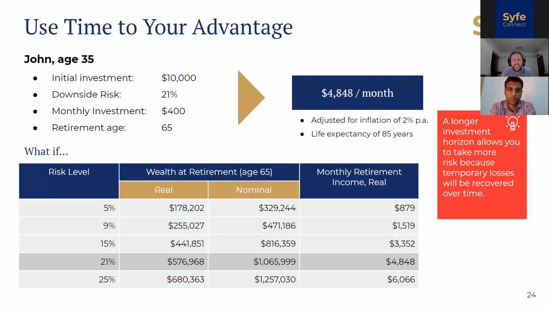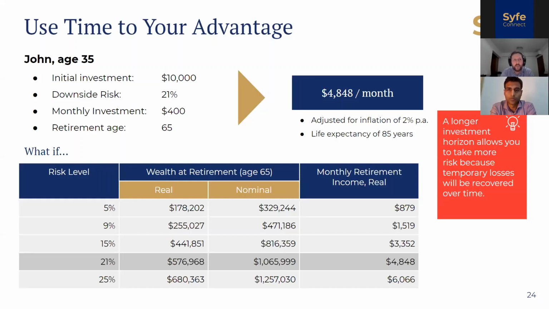But what if John, assuming it was within his risk tolerance to do so, changed his risk rating, as he actually has got a longer time horizon to play with? In this example, his time horizon is 30 years, which is quite a long time horizon. So when you have a longer time horizon, it really allows you to take a little bit more risk because the losses, or temporary losses, can be recovered over time.